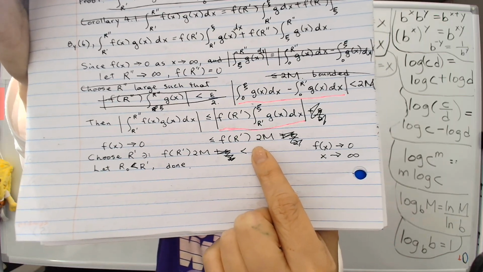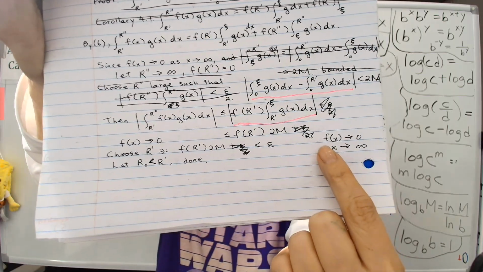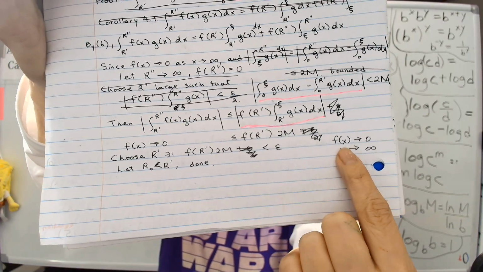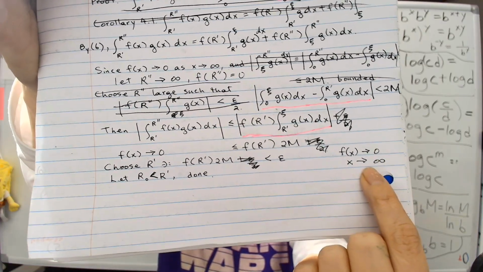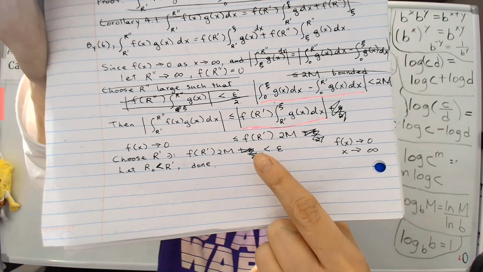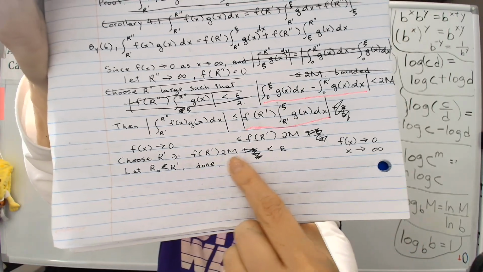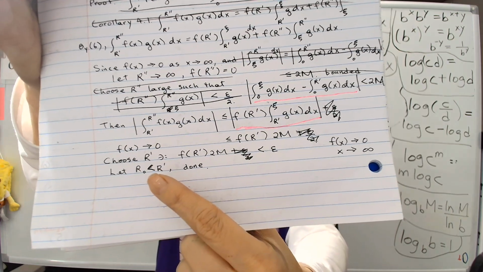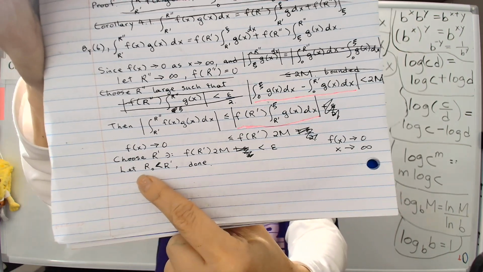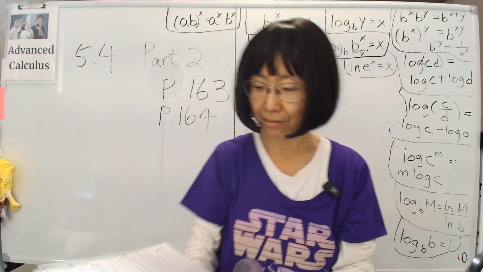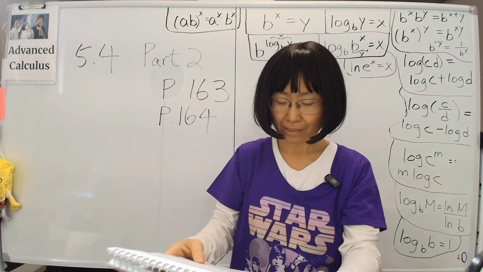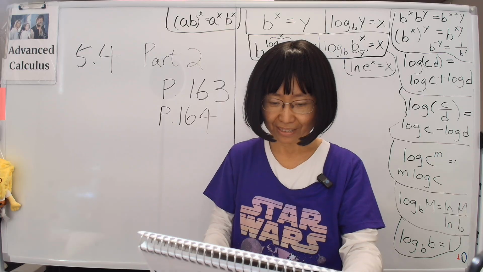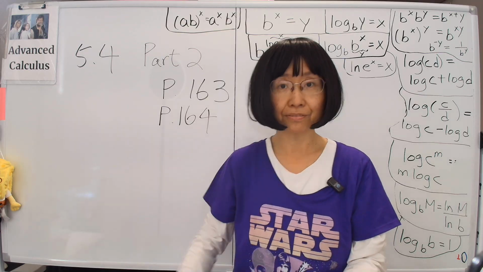Now f is less than epsilon, because f goes to 0 as x goes to infinity, or as r prime goes to infinity. So this whole thing can be made to be less than epsilon as long as you pick r prime big enough. So then we choose the original r0 that we require to be something smaller than r prime, and then we're good. Okay, then the entire proof is finished.